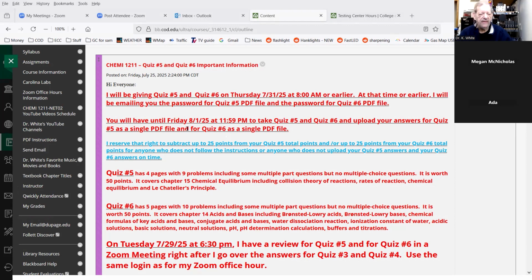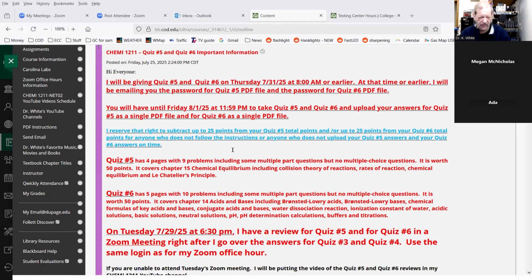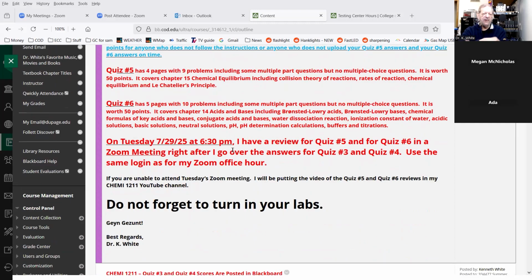And don't forget to be on time. If you don't follow instructions or are not on time, I reserve the right to subtract up to 25 points from either or both quizzes. All right, let me remind you, Quiz 5 has 4 pages, 9 problems, including some multiple part questions, but no multiple choice questions. It's worth 50 points.